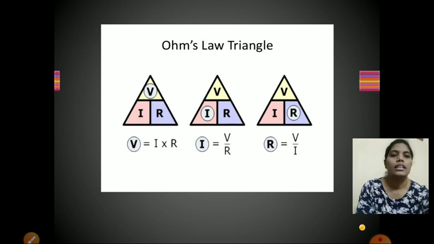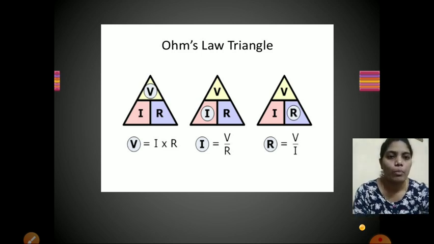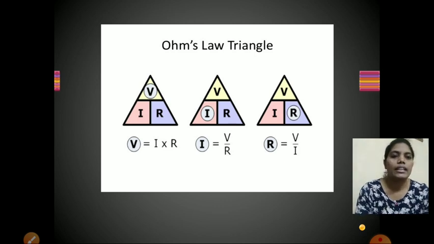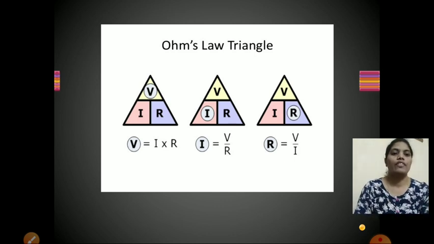Now here you can see we can represent Ohm's law by using a triangle. In the triangle we divided it into three parts. They are represented by potential difference, electric current and resistance. Potential difference is V, electric current is I and resistance is R. Now in the first triangle we are expressing potential difference as V equals I into R.